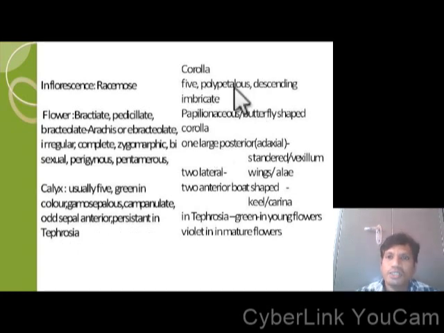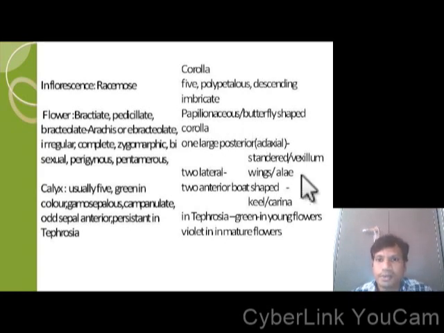Coming to the corolla, the corolla is also 5, polypetalous, that means the petals are free, and descending imbricate. See, these petals are arranged in a manner known as a papilionaceous corolla. A papilionaceous corolla contains 5 different parts. The first one is a large posterior one, known as the standard petal, and 2 lateral ones are known as wing petals, and 2 anterior boat-shaped ones are known as keel petals.